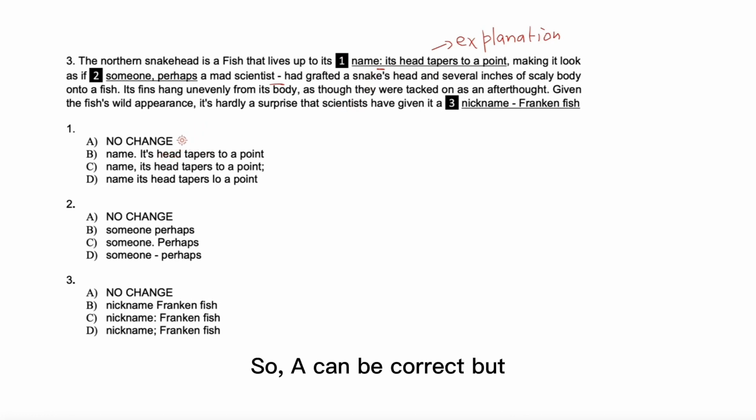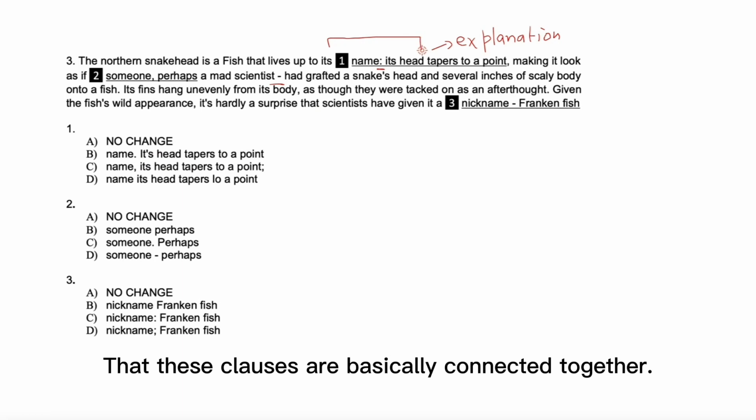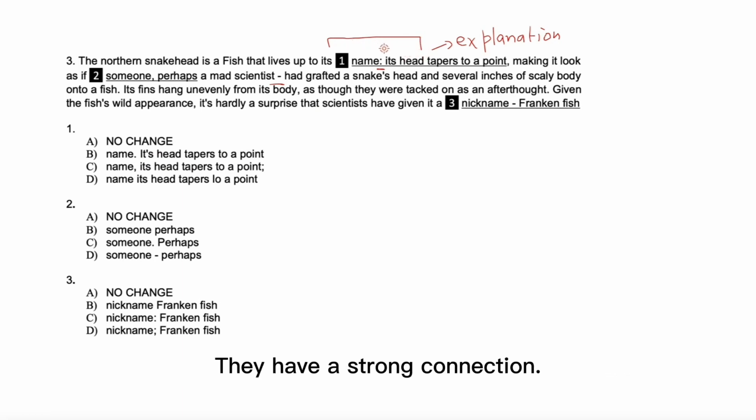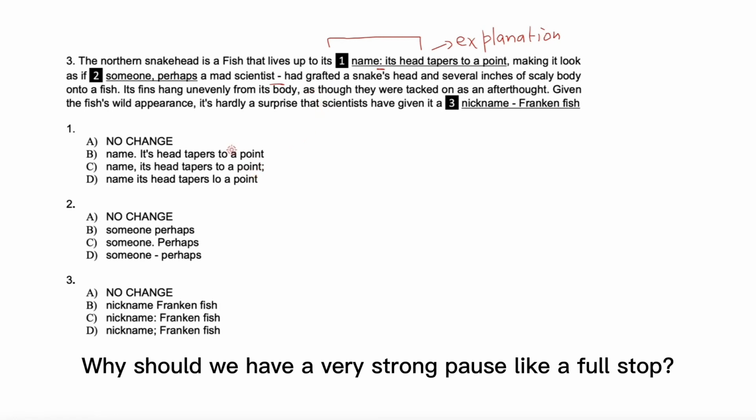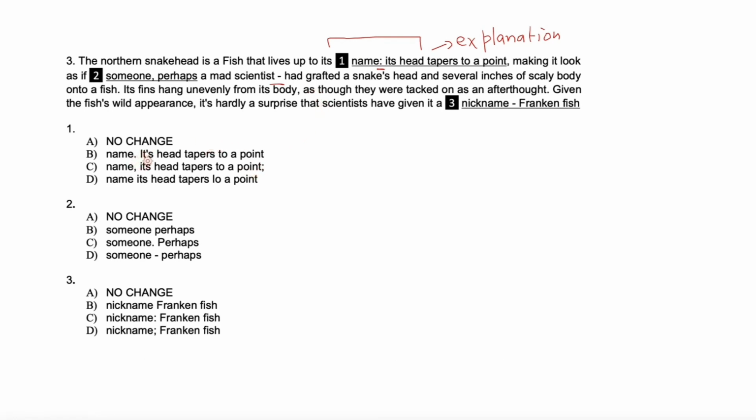So A can be correct, but let's have a look at option choice B. Name, we have a full stop. Its head tapers to a point. This can be correct as well. But we've already talked about this rule that these clauses are basically connected together. They have a strong connection. I haven't completed my point over here. So why should we have a very strong pause like a full stop? So that's a mistake. Name, its head tapers to a point, and then we have a semicolon.